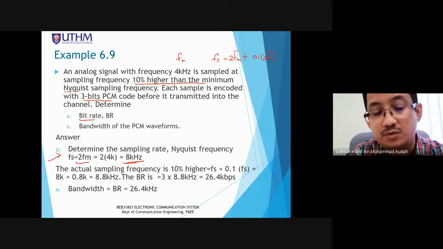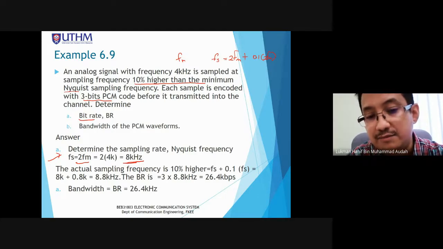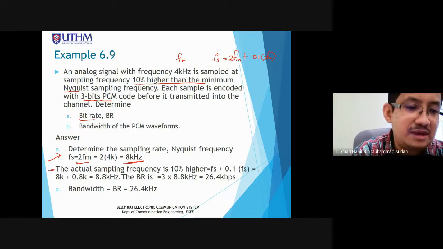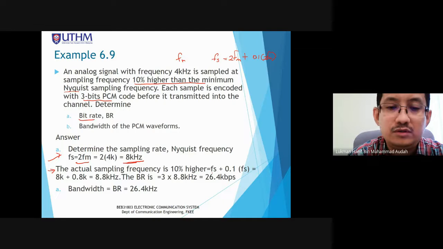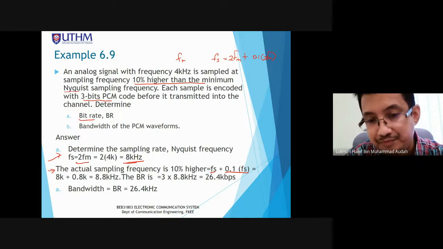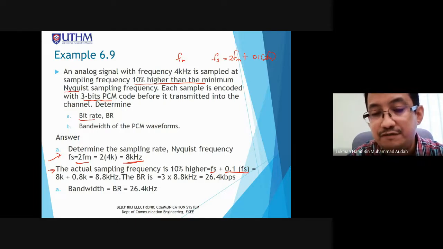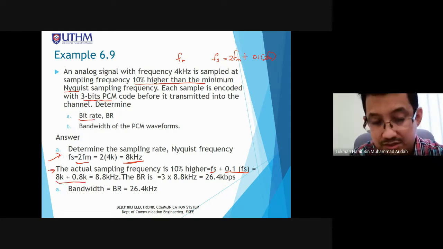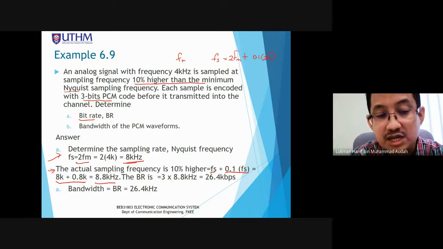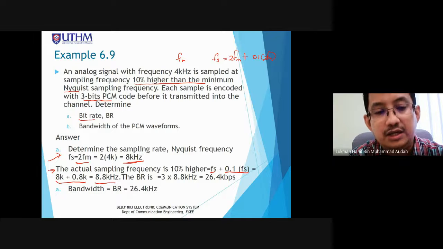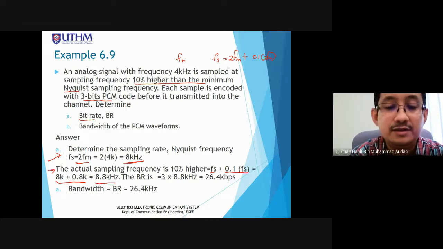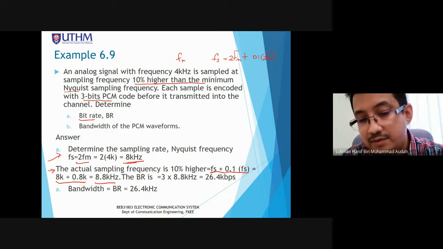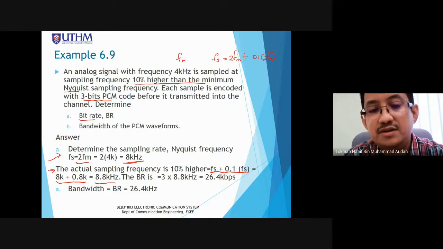But the actual sampling frequency is 10% higher than the minimum. Okay, therefore the actual sampling frequency is equal to minimum sampling rate plus 10% of minimum. Minimum plus 10% of minimum. So 8 kHz plus 0.8 kHz. So therefore the sampling frequency is actually equal to 8.8 kHz. Perhatikan, inilah yang pelajar selalu buat silap di sini. Okay, pelajar sering buat silap di sini.